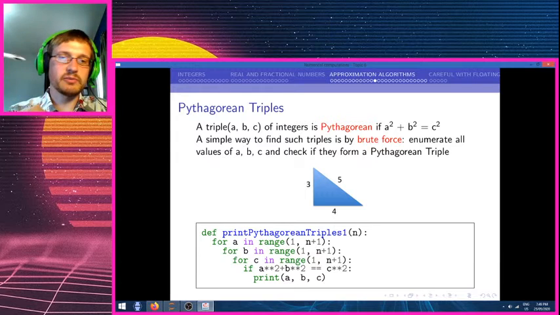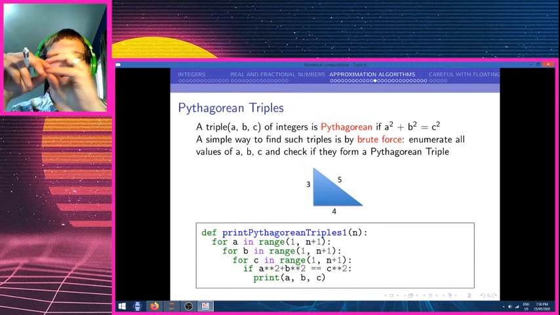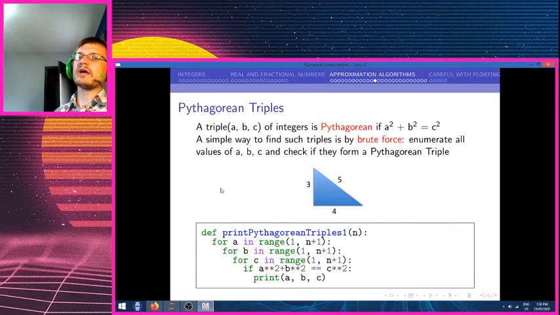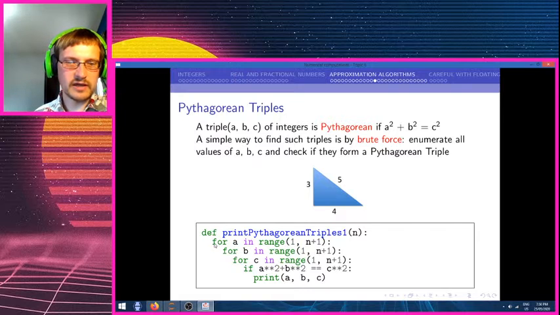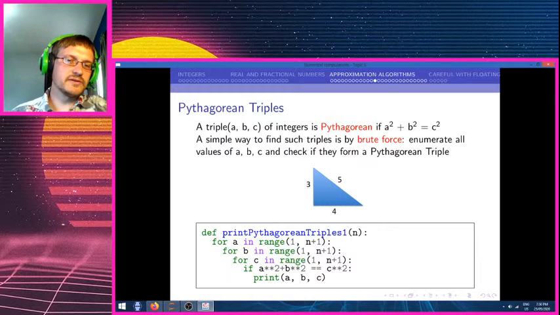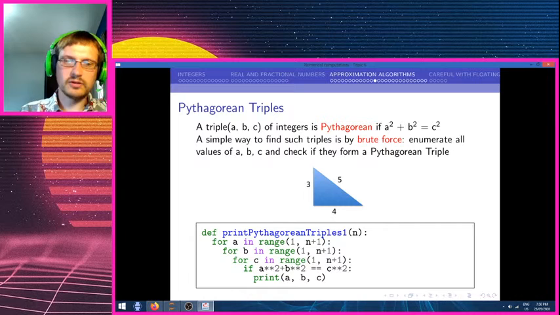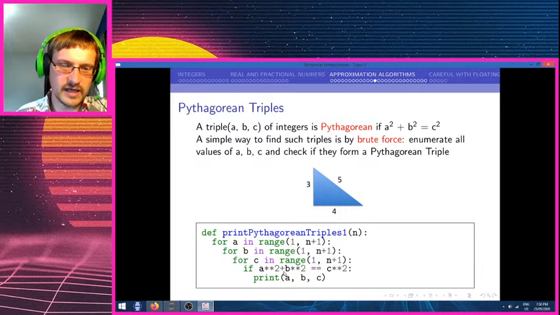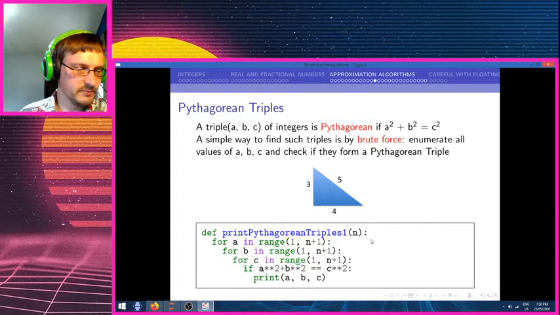A Pythagorean triple is a set of whole numbers that make a Pythagorean triangle. If you wanted to calculate all of these, the simplest way is to do it by brute force. That is to say, enumerate all of the values of a, b, and c, and see if they form a Pythagorean triple. For some range n, you specify how big a triangle you want to check for, and we're for looping over the range from 1 to n plus 1 for each of a, b, and c. Then if a squared plus b squared is equal to c squared, you print the triple. Very simple.